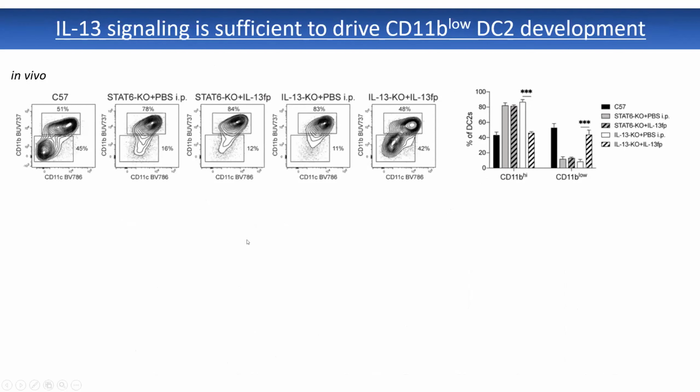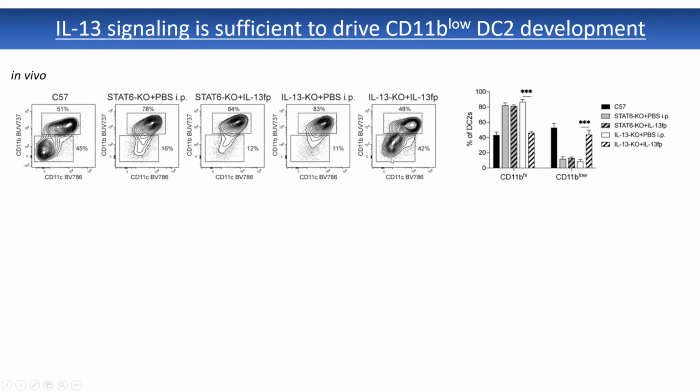We then wanted to identify if IL-13 was not only necessary for the development of these CD11b-low DC2s, but was also sufficient to drive this development. And we performed two rescue experiments. The first one was in vivo, where we injected IL-13 fusion protein into IL-13 knockout mice, and we could observe that even after only 4 days of injection of this fusion protein, we got a complete rescue of this CD11b-low DC2 population.